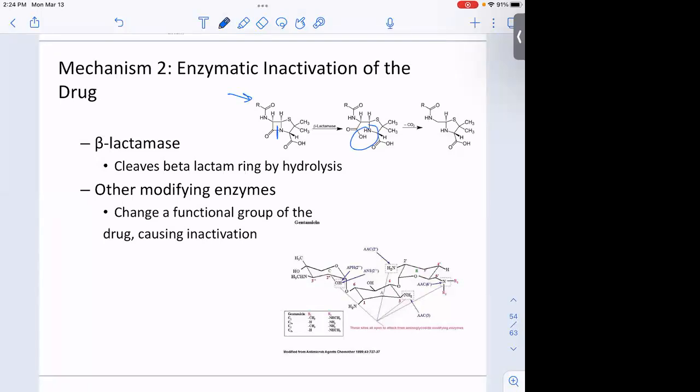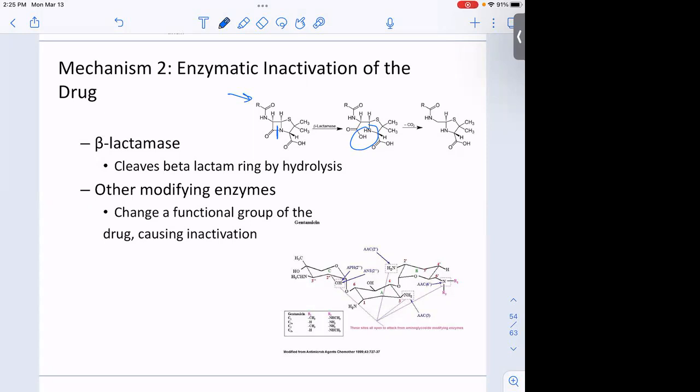So now the drug doesn't bind to that transpeptidase enzyme in the bacteria anymore, which would keep it from making an intact cell wall, basically. Okay, so that's one example of an enzyme that bacteria make to deactivate the drug.